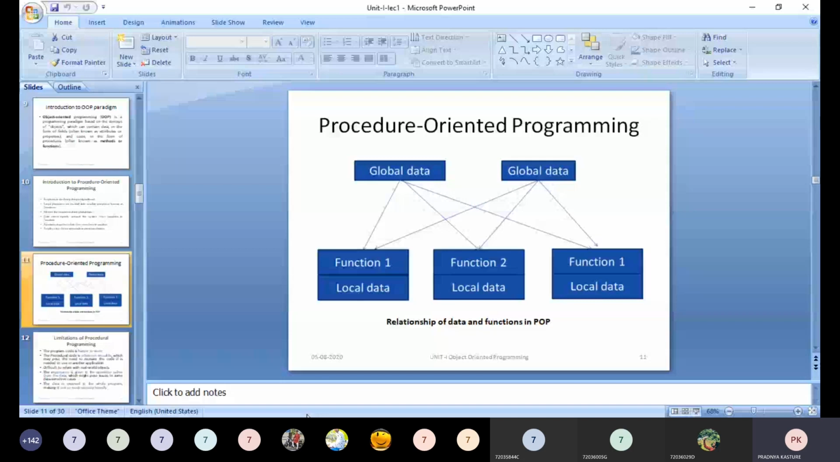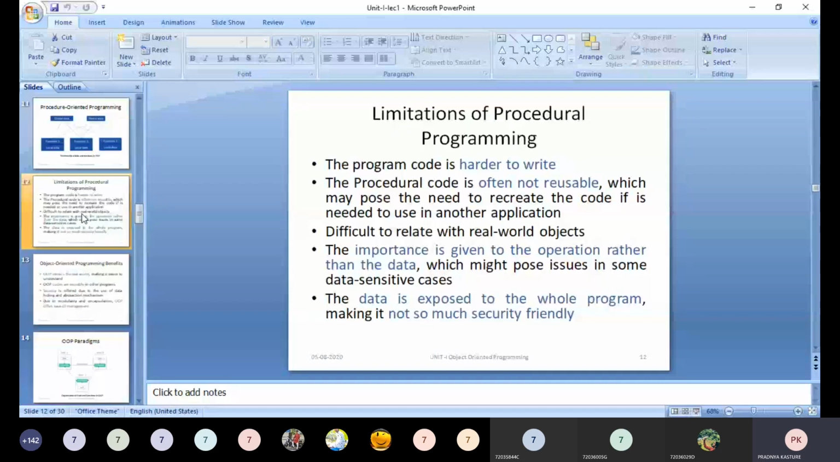As I have already mentioned, in procedure oriented programming the data is not secured; it is accessible by every function. So what are the different limitations of procedural programming languages?